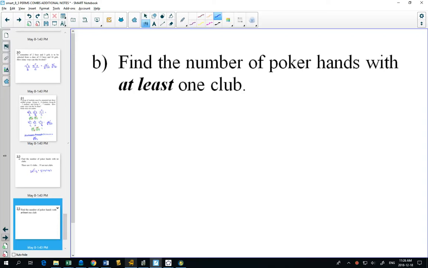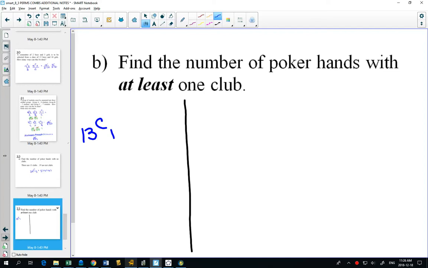So I have my deck of cards here as a visual. I've already taken out these 13 cards. So if I want to have at least 1 club, what I'm going to do is take these 13 cards that have the clubs, and I'm going to choose one of them. 13, choose 1. That way, for sure, I have 1 club. So I take a club out, choose 1.